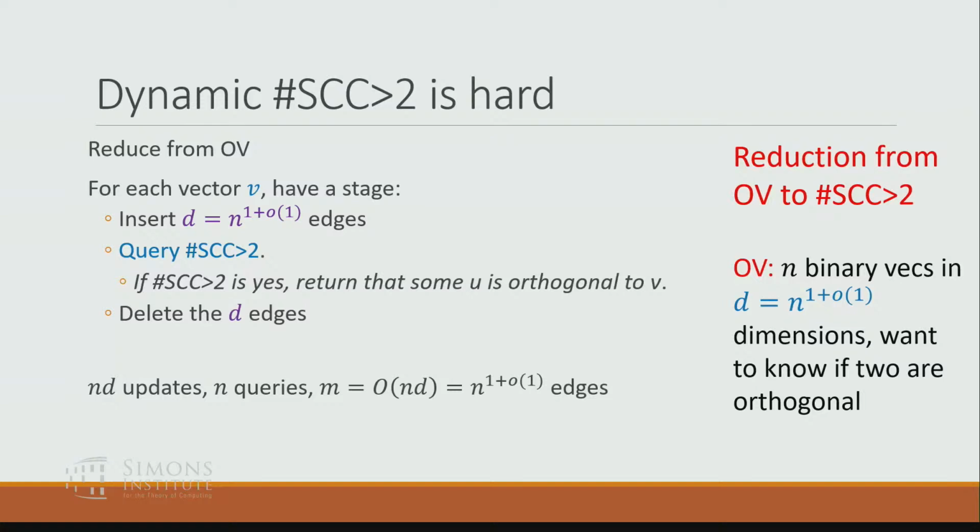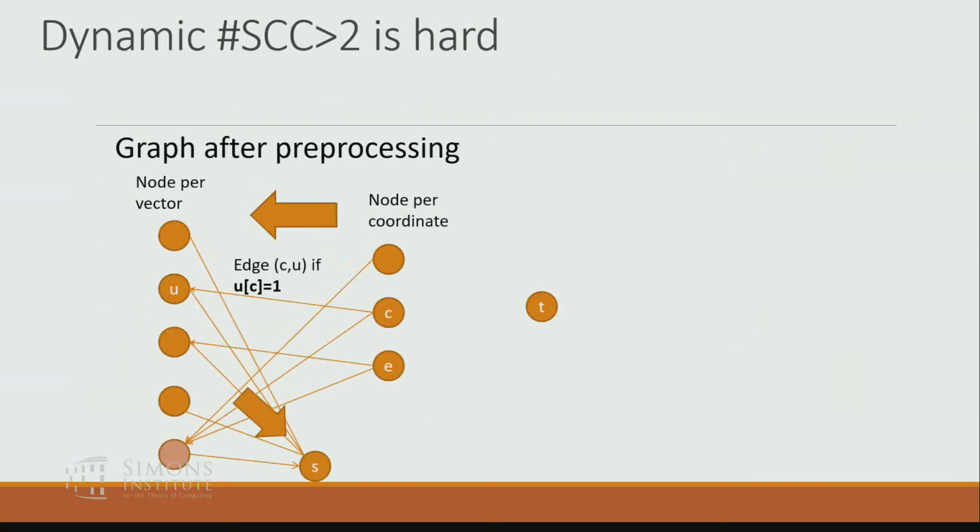So I will just show you the construction now. It's the same idea as before. This is the graph after pre-processing. You're given an instance of orthogonal vectors. For every vector, you create a vertex here. There's n vectors. For every coordinate, n to the little o of 1, you have these nodes over here. You have t, which is some node over here isolated, and you have a node s, where every vector node has an edge directed towards s, and every coordinate node has an edge to every vector that has a 1 in that coordinate. Very similar to before.